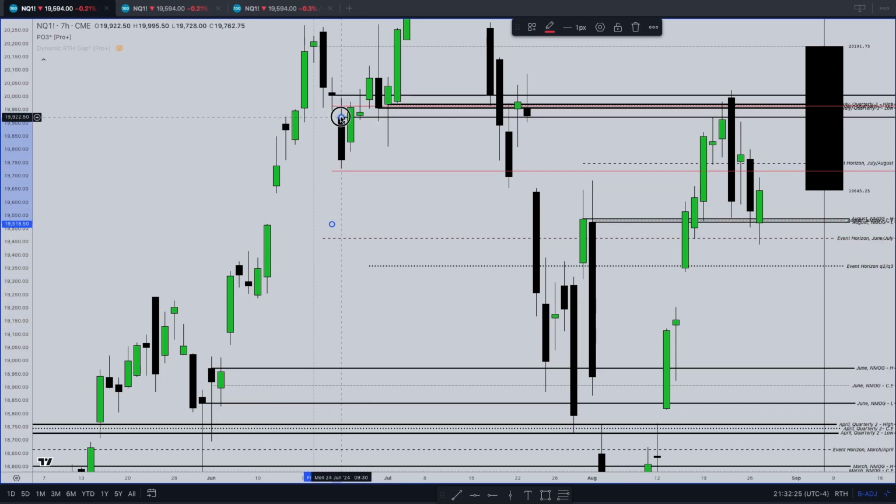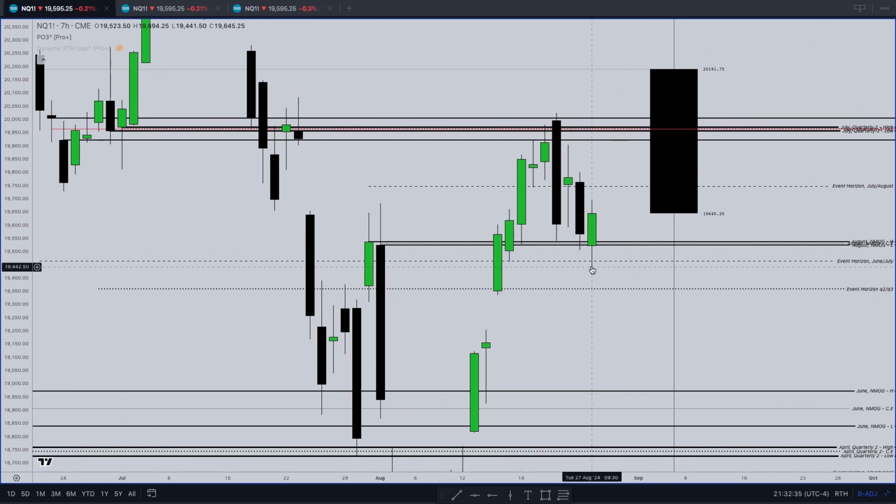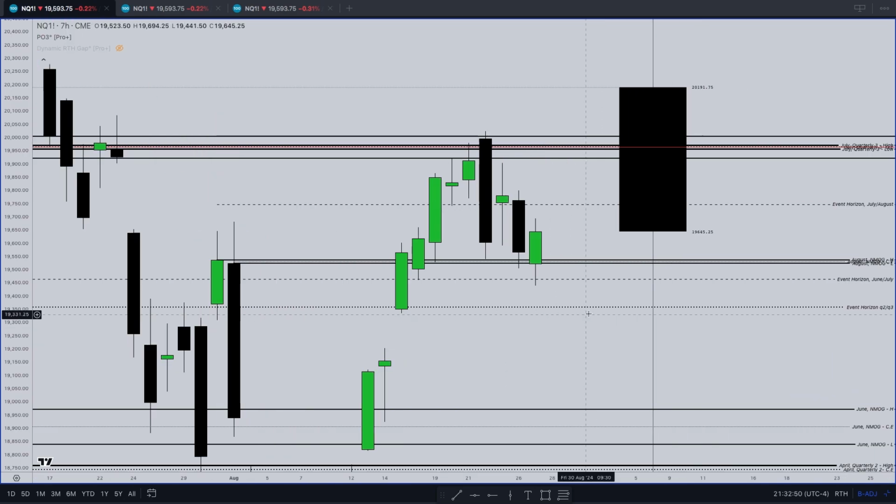Sorry, it's from here. You see, this is the 50%, the event horizon, and we reached that level, and now we are closing above this new month opening gap. Let's see what price does tomorrow.